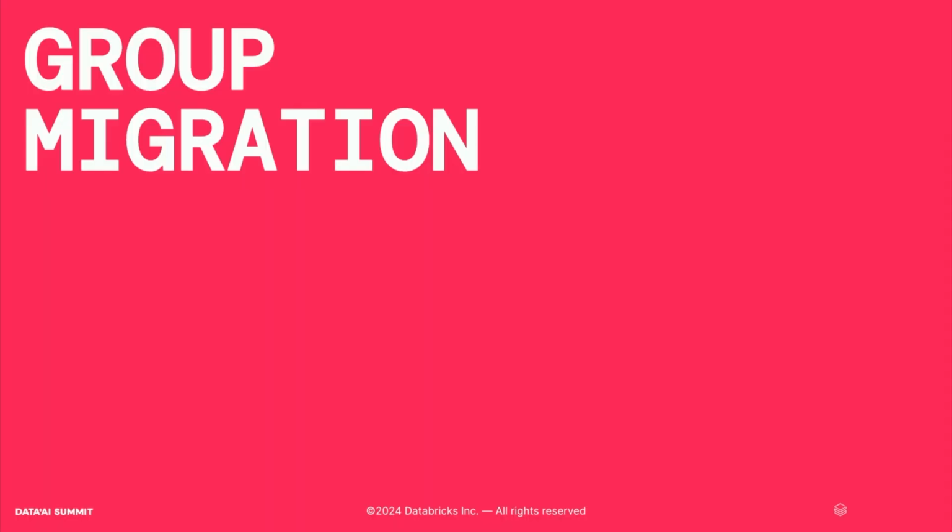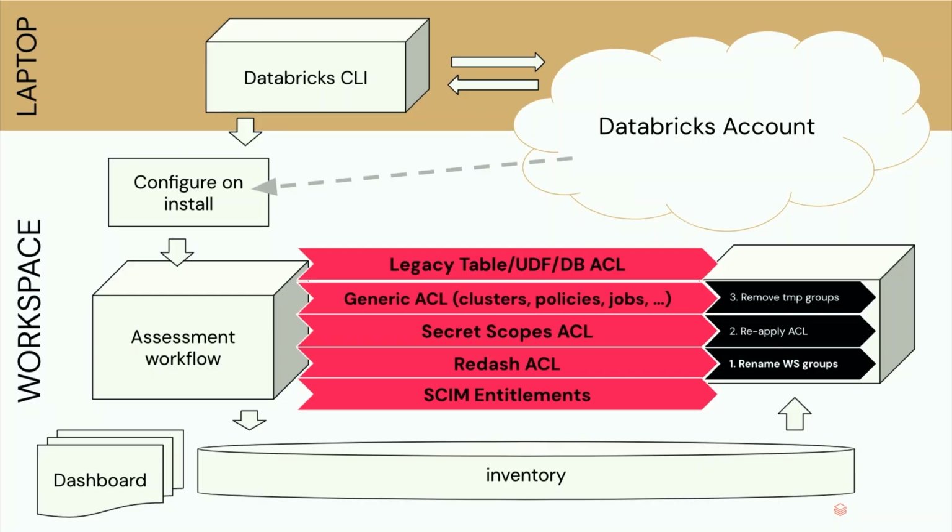So the first workflow I'm going to mention here is about group migration. So what is it? You know that in order to migrate groups from workspace level into the account level, we need to collect permissions from legacy table ACLs, from permissions of clusters, instance pools, secret scope permissions, Redash permissions, and SCIM entitlements.